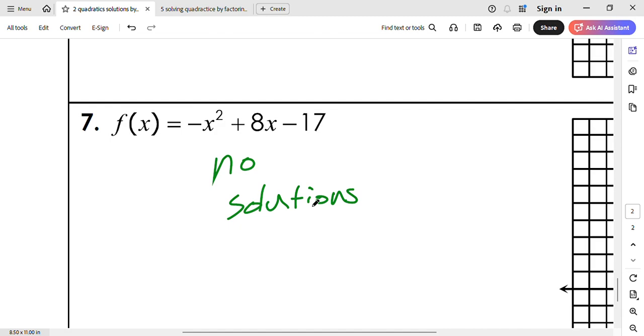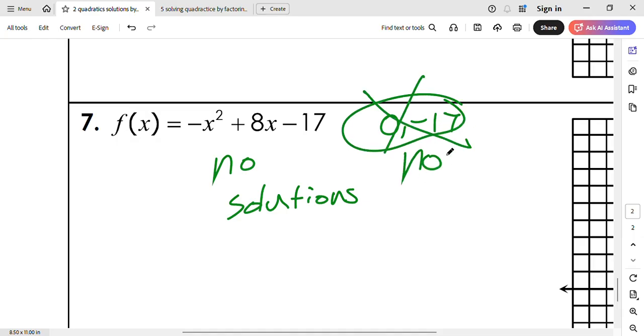So the solutions are only x, no y. Yeah, the y-intercept is 0, negative 17, by the way. This is not a solution. That's a y-intercept. We don't call those solutions. Right. Okay? Christian, you got a question?